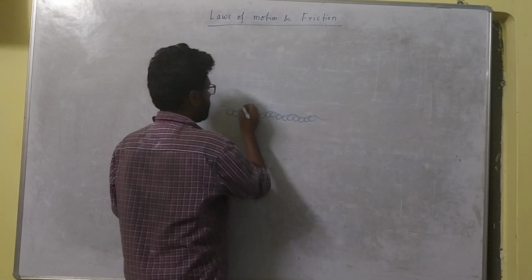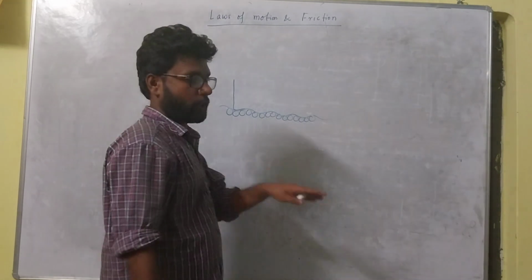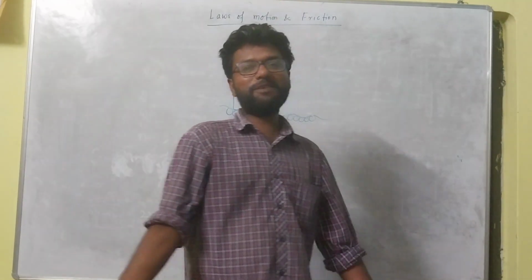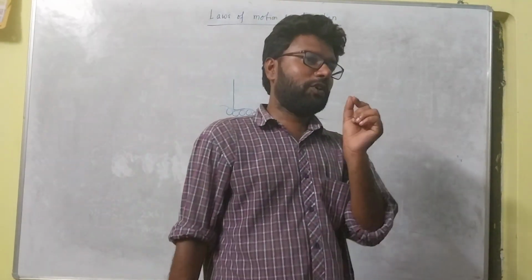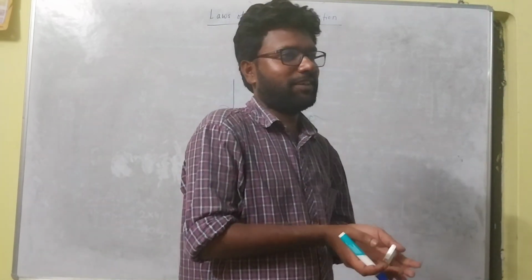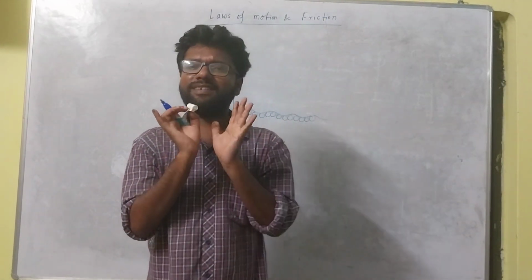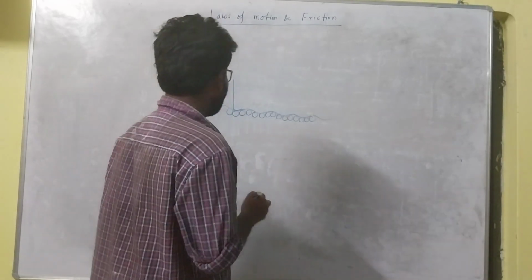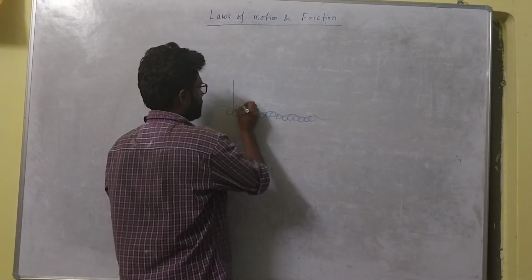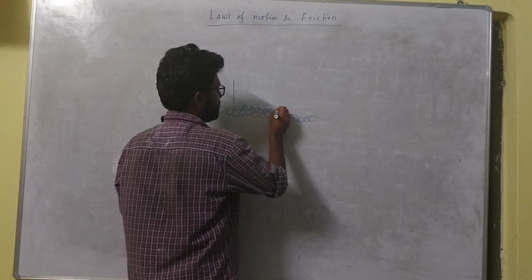Then if I place a block here, the bottom surface of that block also has irregularities. Ultimately, there is no perfectly smooth surface in the universe, on the earth, right? A smooth surface doesn't exist. So if I draw the atoms of that block, there are irregularities.